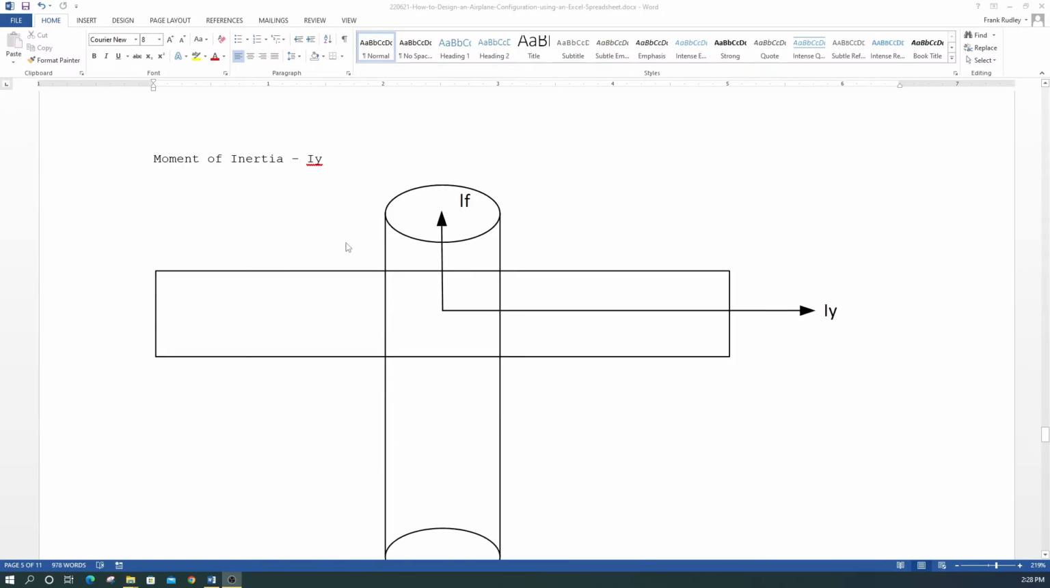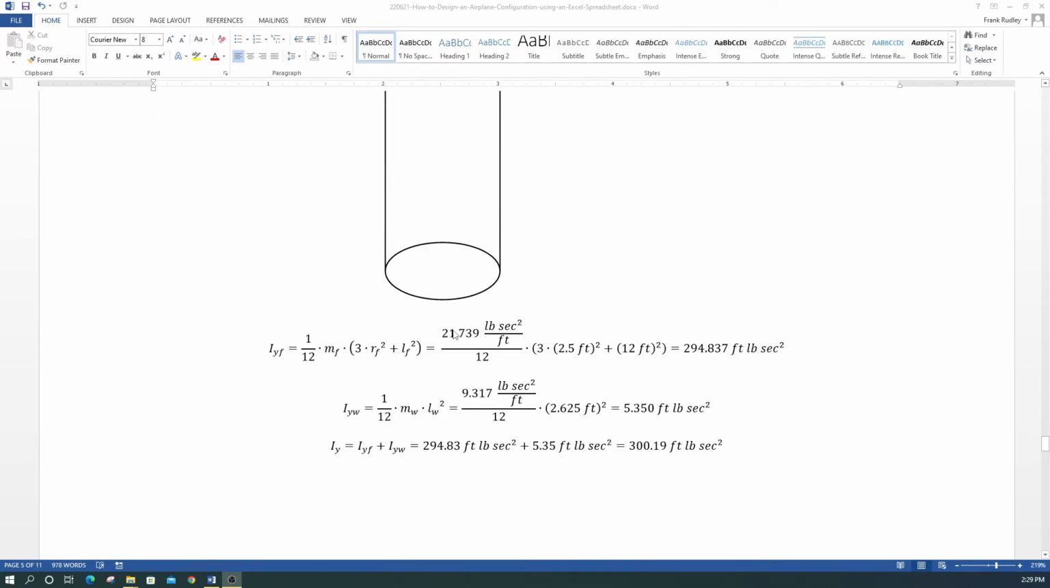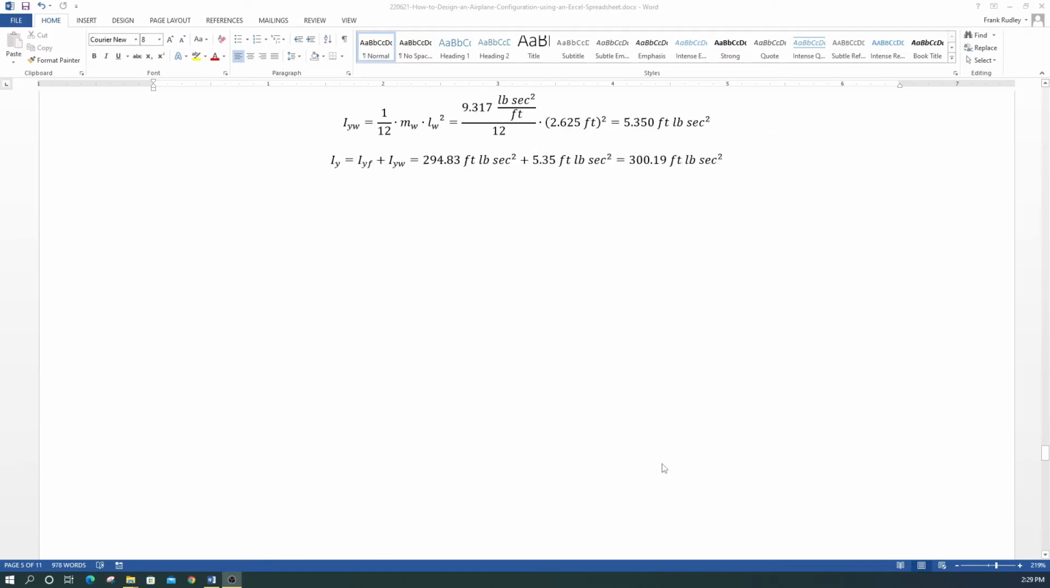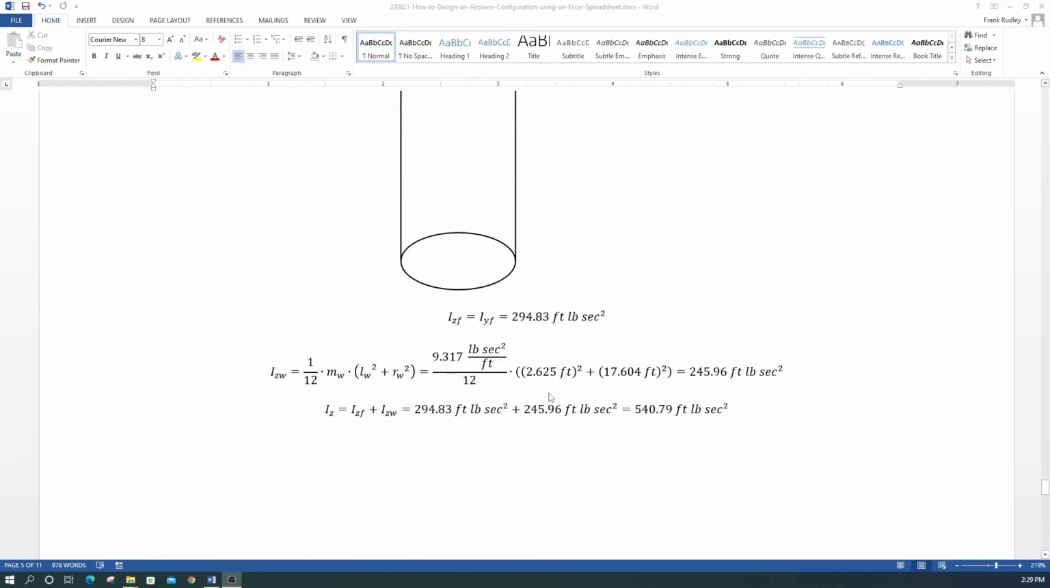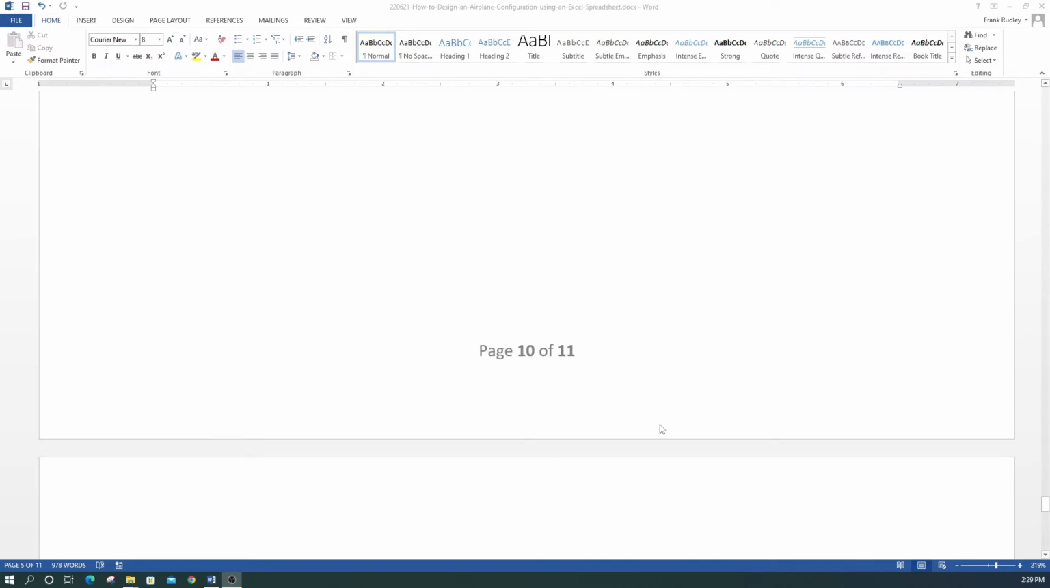In a similar way, our moment of inertia IY is around the wing. We're assuming our center of gravity is right in the middle there. So we come up with some equations for IY, and IY winds up being 300.19 foot-pound second squared. And the last one is IZ, the moment of inertia for yaw. So IZ winds up being 540.79 foot-pound second squared.